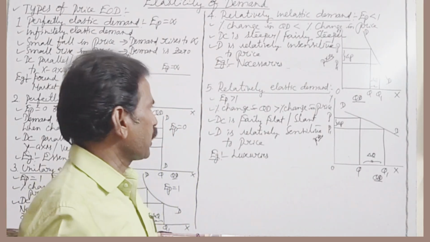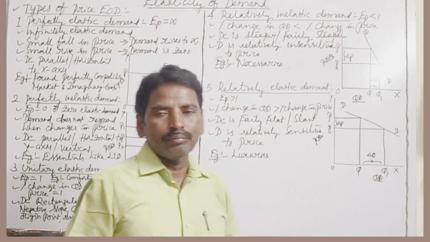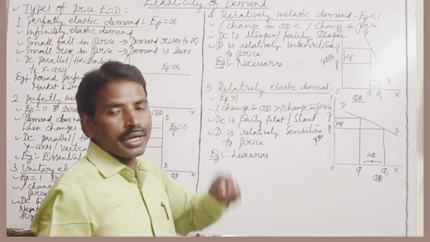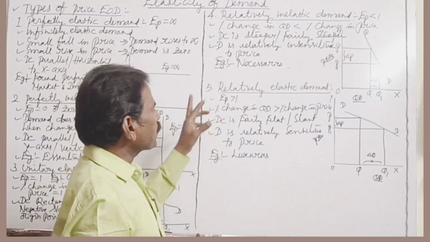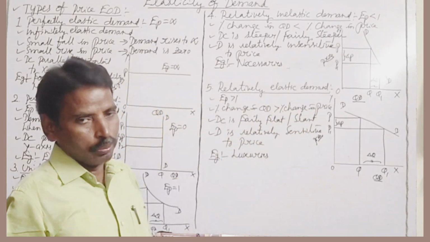Next. Fifth one, relatively elastic demand. Coefficient is EP greater than 1. Percentage change in the quantity demanded is greater than percentage change in price.